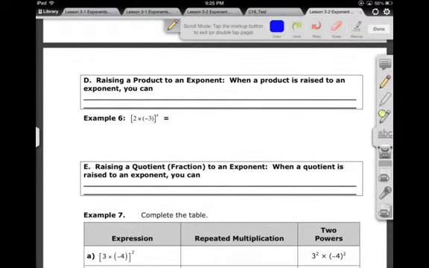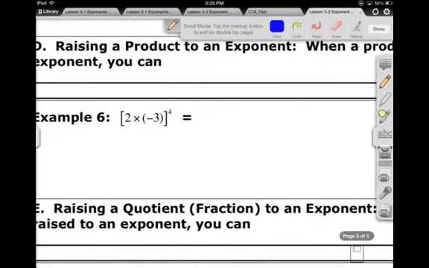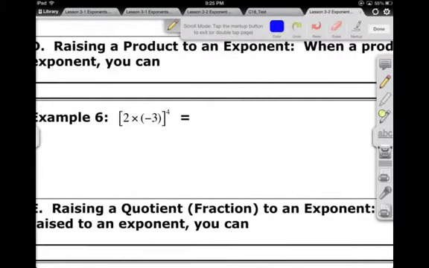Okay, raising a product to an exponent. So section D. Zoom in because we'll need to. This is an interesting example because you need to write in the understood exponents. So each of these has just a 1, 2 being multiplied by a negative 3. And that's kind of interesting because we've got two numbers inside.